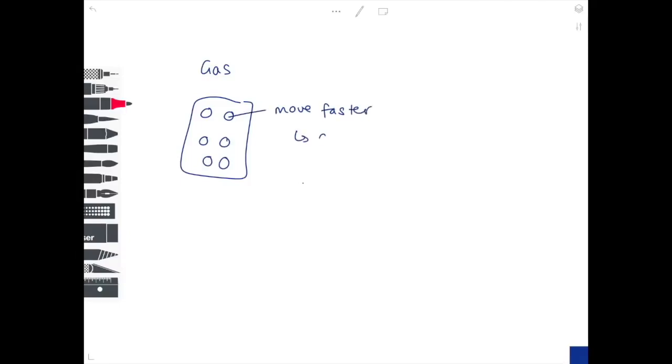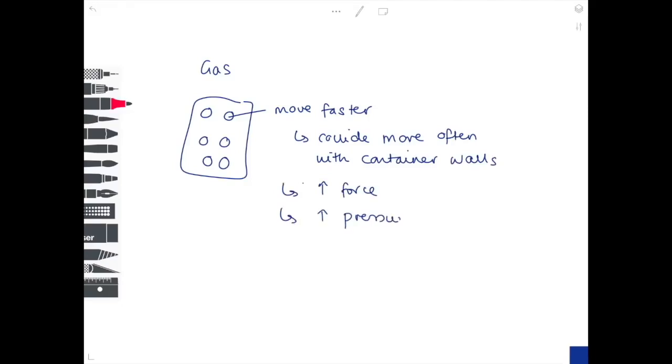Let's now ask ourselves why, if a gas is heated in a container at a fixed volume, why will the pressure increase? And this is all to do with kinetic theory. So we have a gas, it's inside a container of fixed volume, and you heat it. Well, clearly the particles will move faster. They'll collide more often with the container walls. Thus generating a greater force, therefore increasing the pressure within the container.